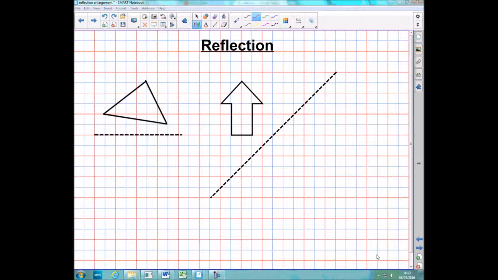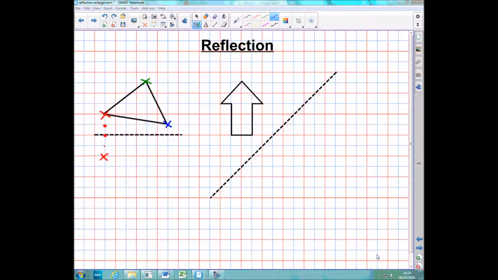So the first thing I'm going to do is mark on each vertex or corner of my shape. What I'm going to do next is count how far each corner is from my mirror line, and then count on beyond the mirror line exactly the same amount. So as you can see, this red cross is 1, 2 away from my mirror line. I'm now going to count another 2 away again. 1, 2. So my new corner will be there.